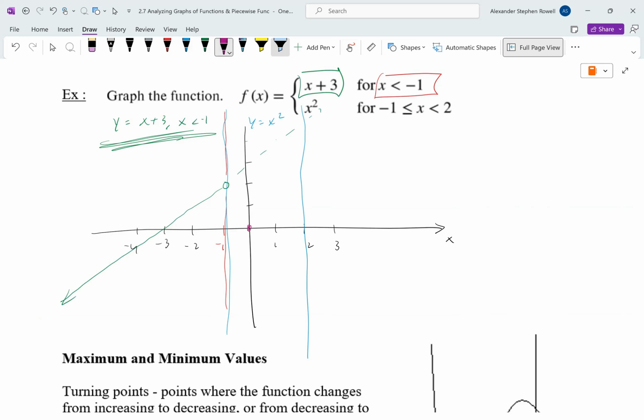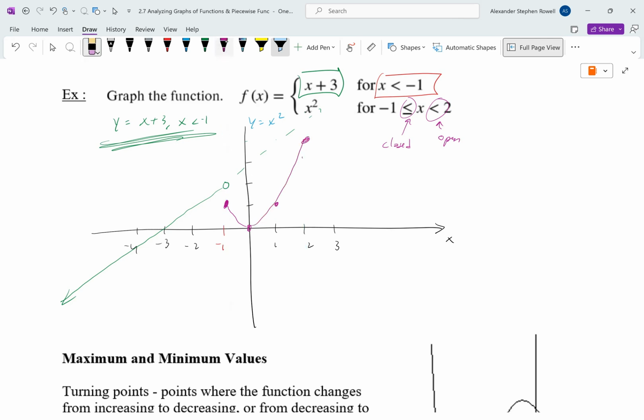I draw that parabola. Whoops, this should be 2, 4, right? 2, 4. And I draw it on this side. And on the left, on the red line, do I draw a closed dot or an open dot? Can it equal x equals -1? Yes, so it's a closed dot because it can equal it. On the right side, do I use an open dot? Open, closed. And that's the graph of our piecewise function.